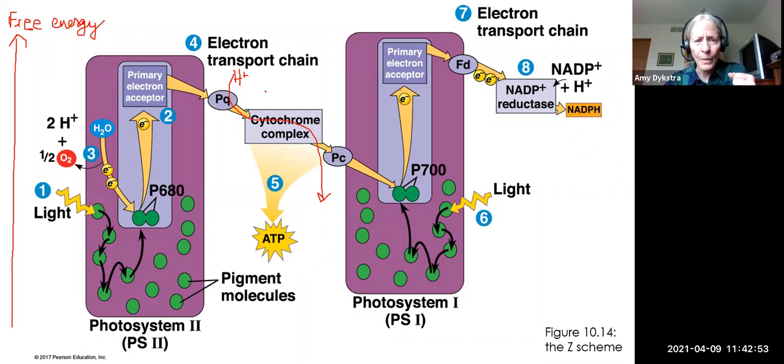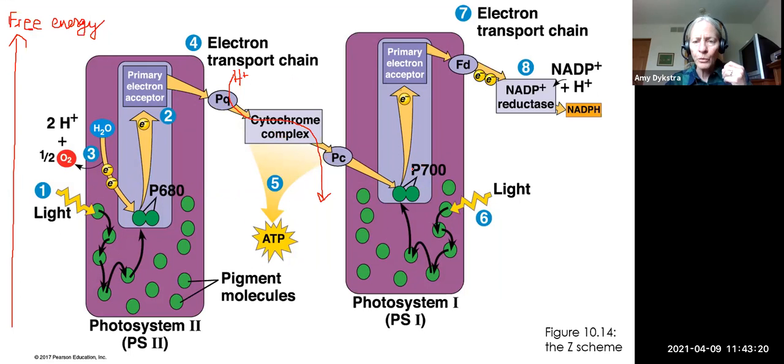And it is that stored energy of the hydrogen ions that is used to make the ATP. So this shows an arrow coming to ATP, but I want you to understand that the ATP does not come directly from this electron transport chain. And we'll get to that in a minute.